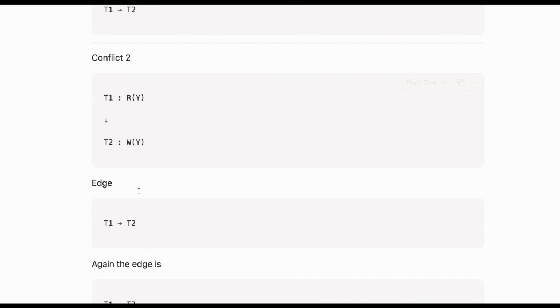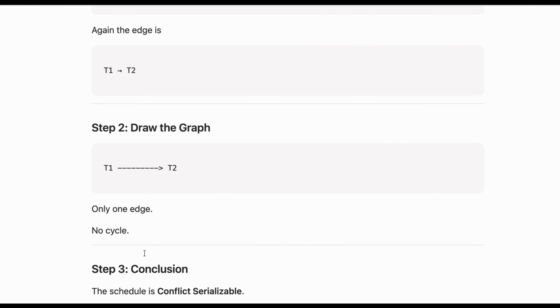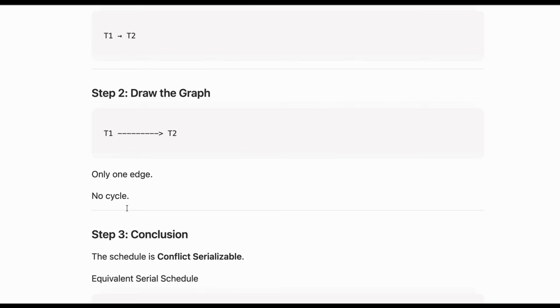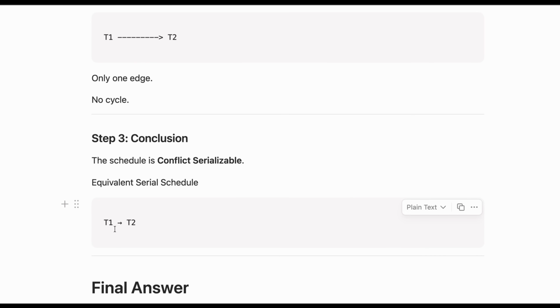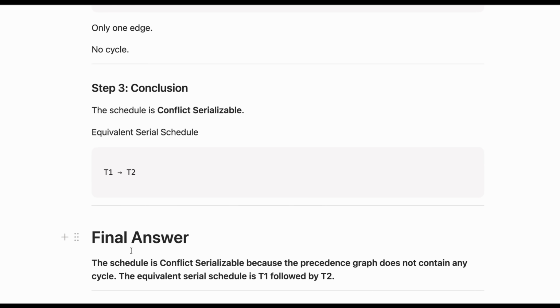There is only one edge. Here we can see that there is only one edge, meaning no cycle. So our conclusion is simple: the schedule is conflict serializable. The equivalent serial schedule is T1 to T2. So our final answer for this one is that both schedules given in this question are conflict serializable.